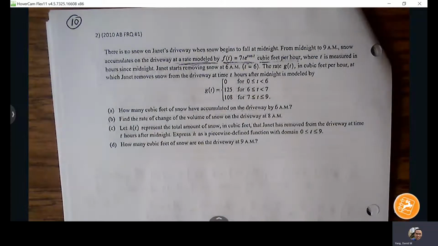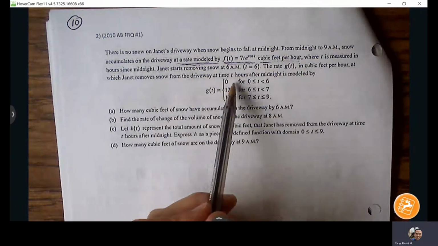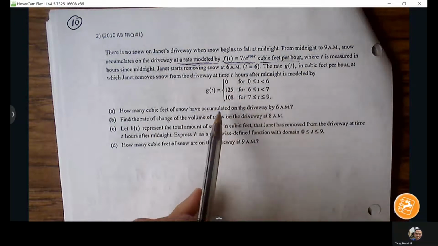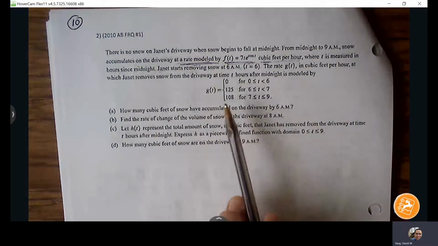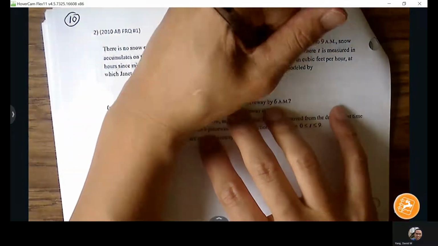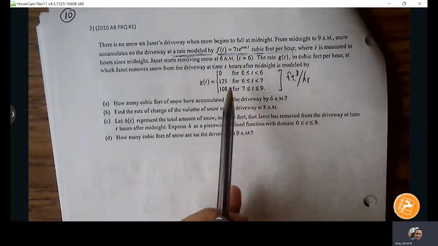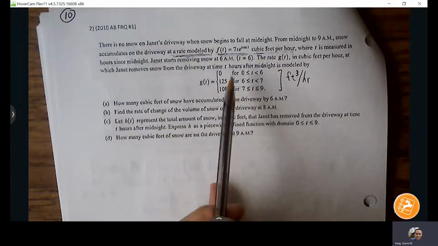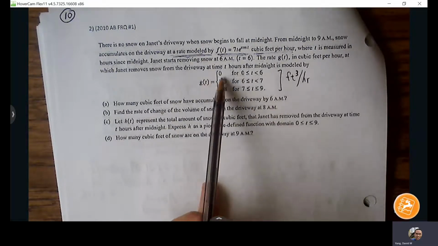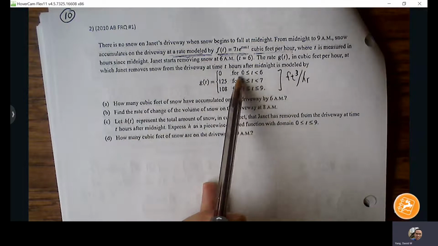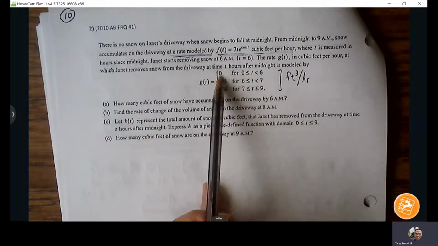Janet starts removing snow at 6 a.m. The rate G of T in cubic feet per hour at which Janet removes snow is given by this G of t. Okay, so let me talk about what this G of t means. G of t is in terms of cubic feet per hour. So this is the rate at which Janet is removing snow over the course of this time period. Okay, so she's working at different rates here. So from midnight to 6 a.m., she hasn't started, so her progress is 0.